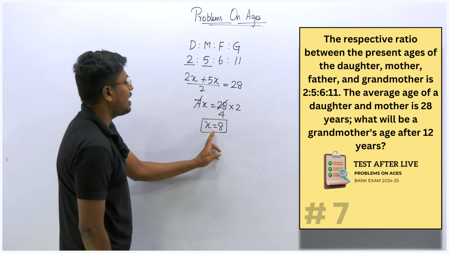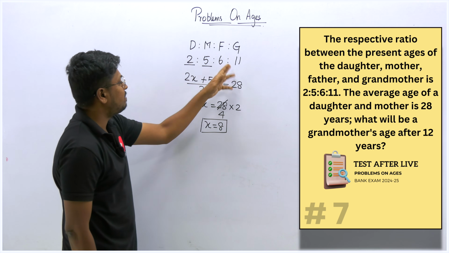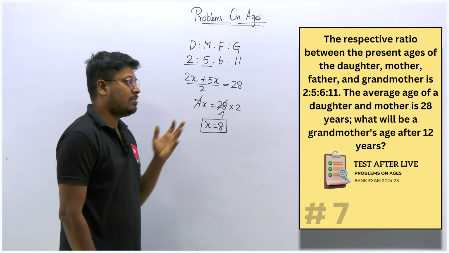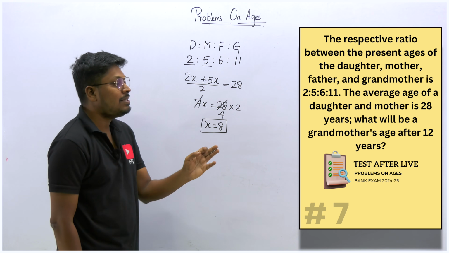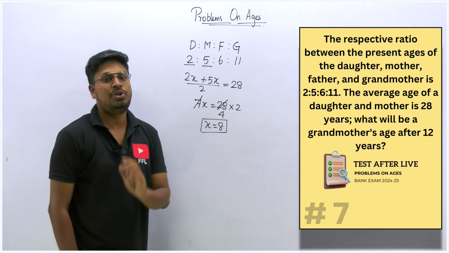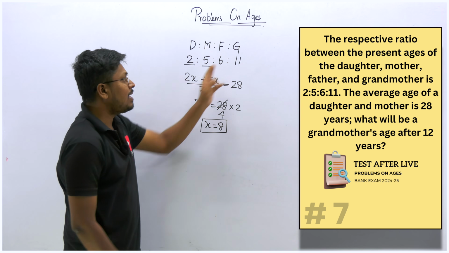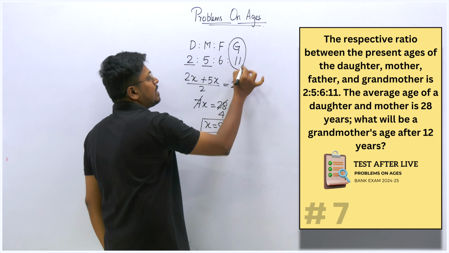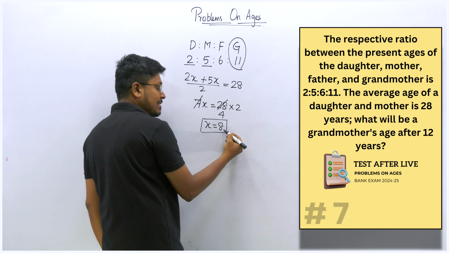By using that value we can easily find all the persons' ages. What is the question exactly asking? What will be the grandmother's age after 12 years? The present age of grandmother is 11x, and we got x is equal to 8.